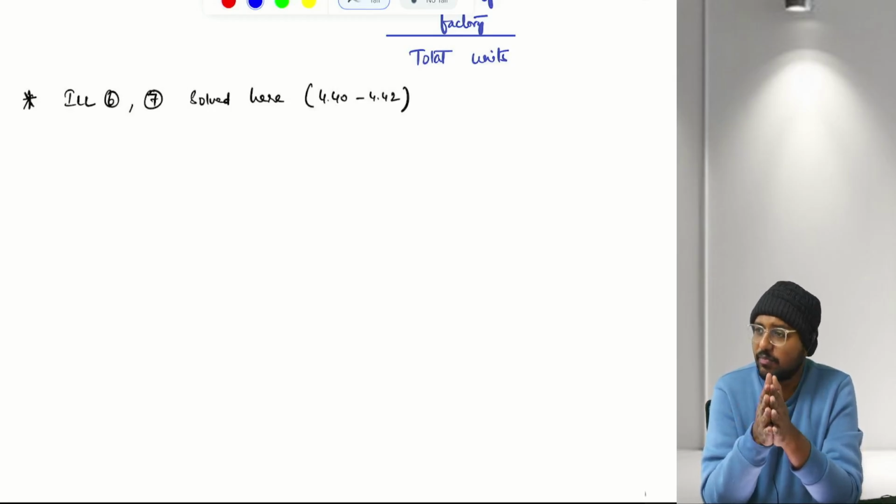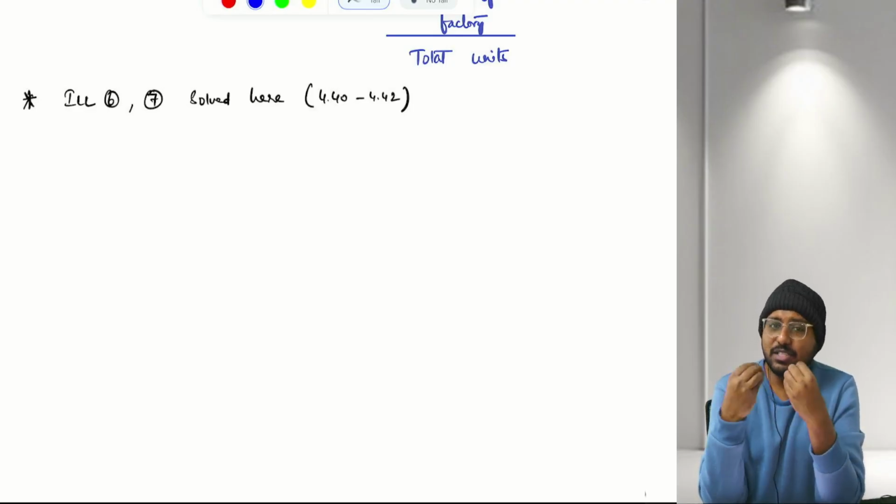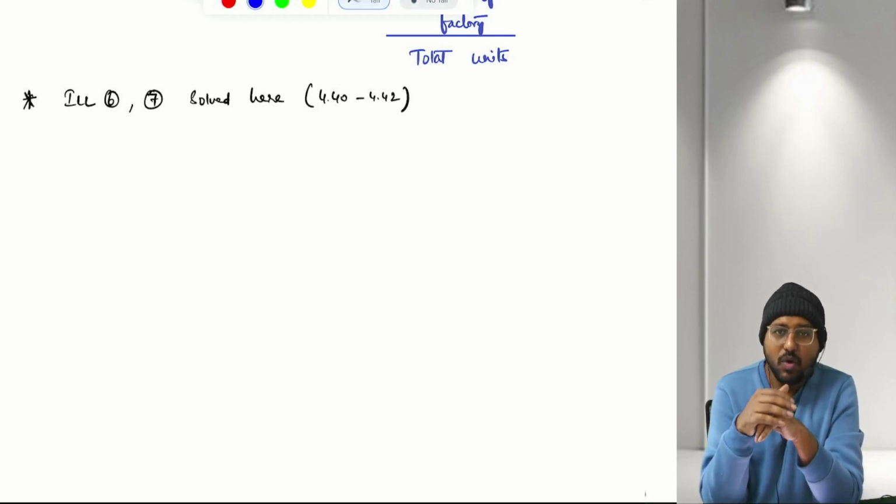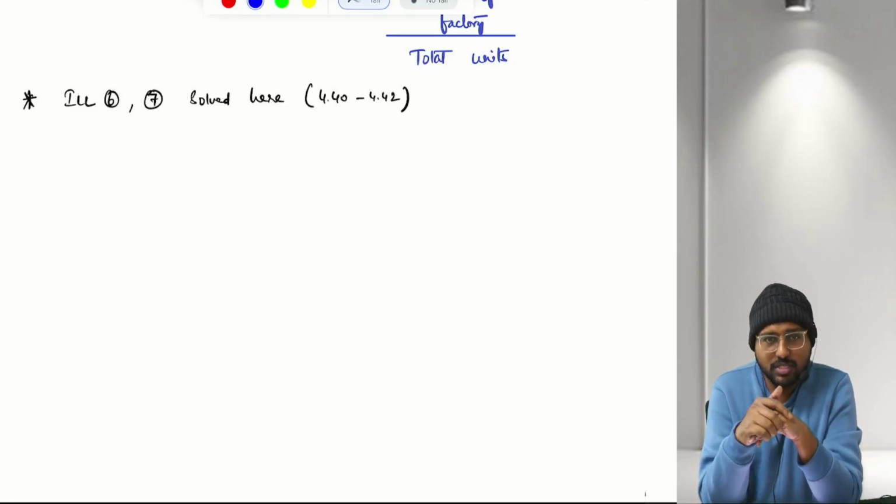What are we observing? Overheads. The nature of overhead cost is such that it goes with your time. Overhead cost goes with your time. What do you mean by that, sir? More the time, more the overhead cost. Lesser the time, lesser will be the overhead cost. Are you able to understand?